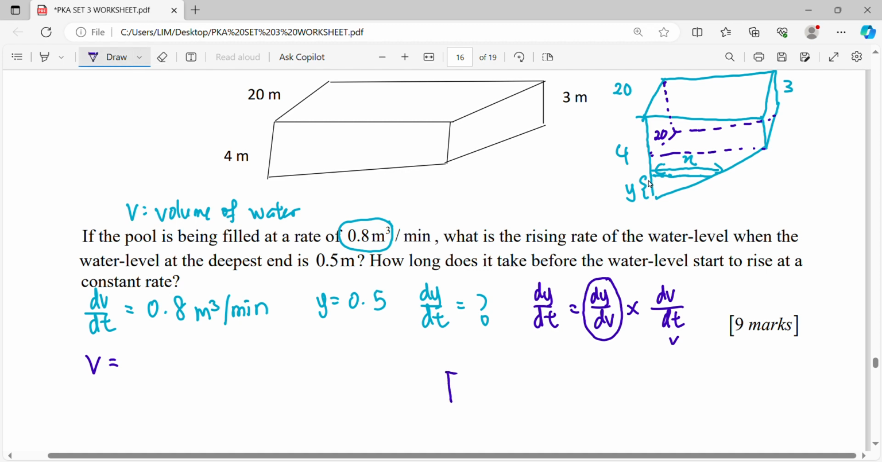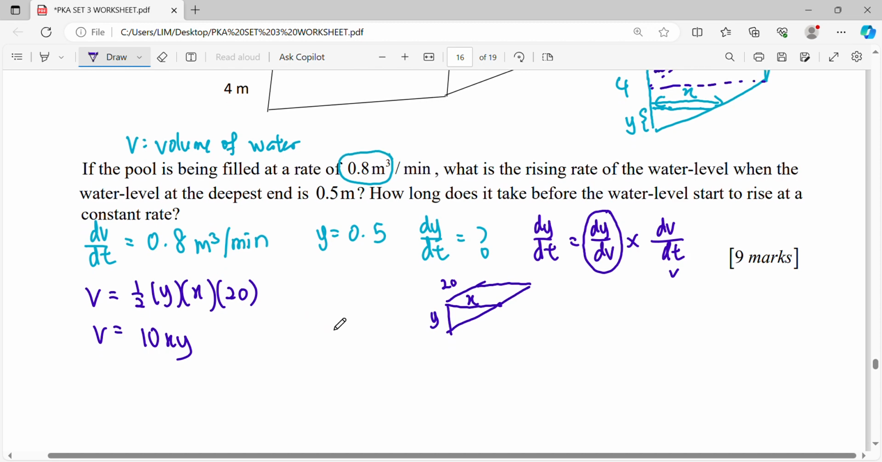Y, X, this is 20. This is your Y, this is your X. So your volume of the water will be 1 over 2 times Y times X times 20. So your V here will be 10xy.